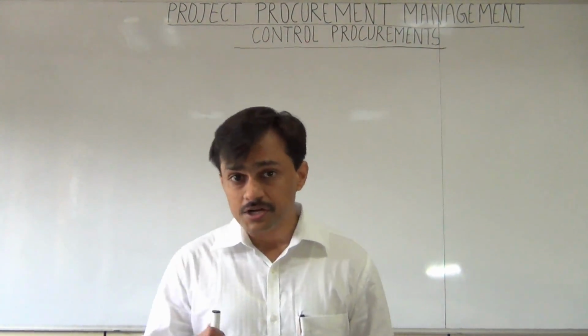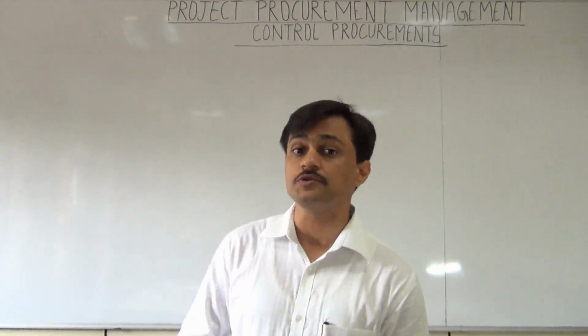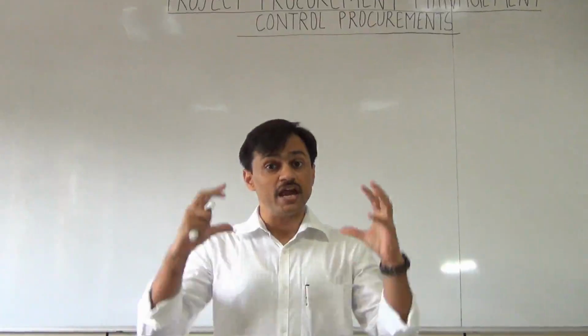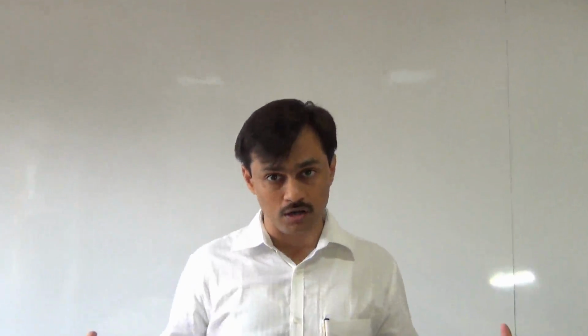Control Procurement is a process responsible for monitoring and controlling procurement work. This is a process which helps us in managing relationship with our vendors or suppliers. So let's look at the input and output and tools and techniques to understand how we execute this particular process.